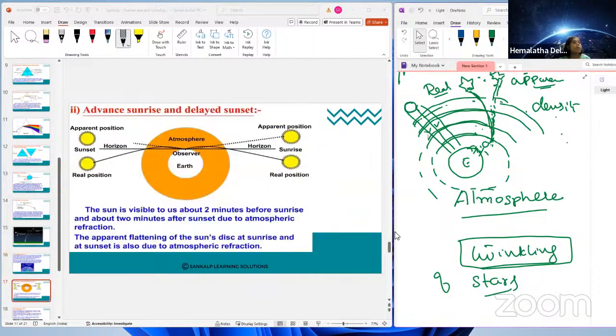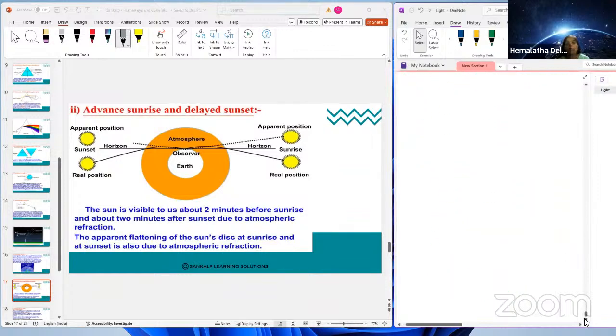Now, one more thing: many phenomena happen due to atmospheric refraction. That's why they kept one big chapter for atmospheric refraction. Here it is: advanced sunrise and delayed sunset. So what is this? Advanced sunrise and delayed sunset.